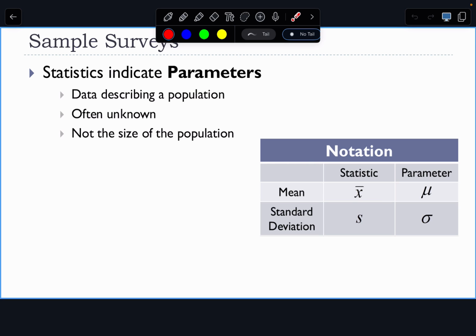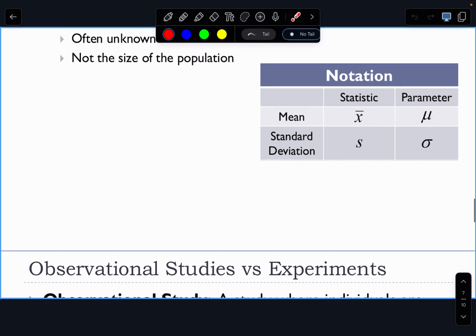So understanding that relationship between statistic and parameter, we're going to be calculating statistics and using those to estimate parameters. And again, that's kind of what this entire unit is going to be about.